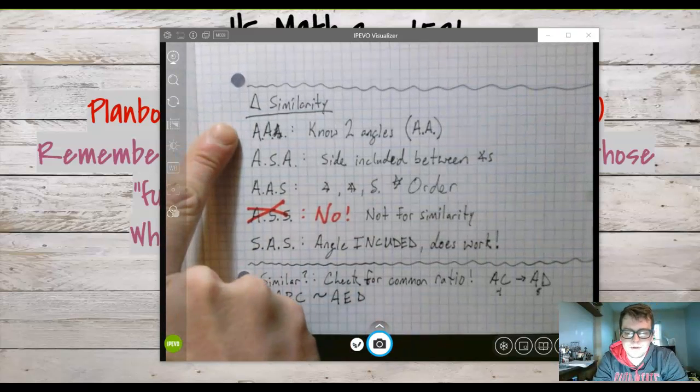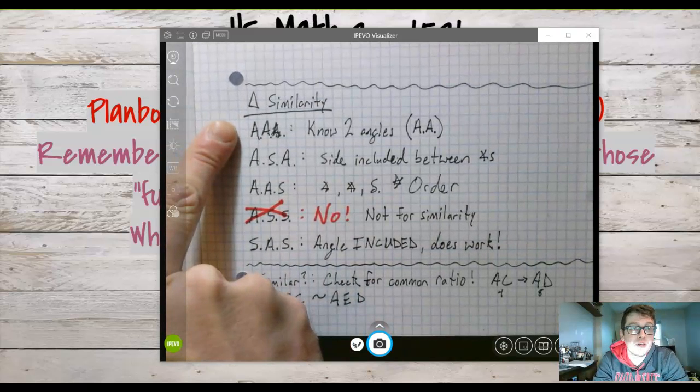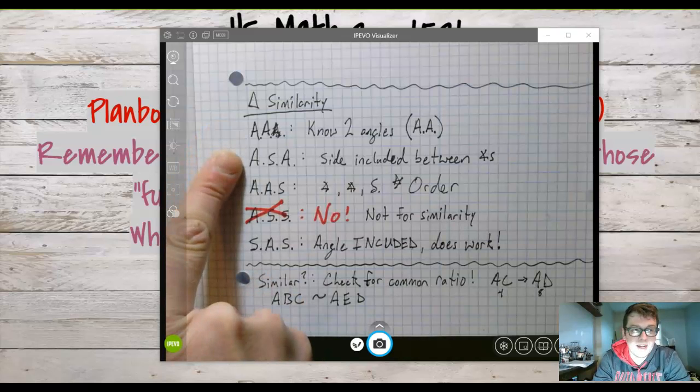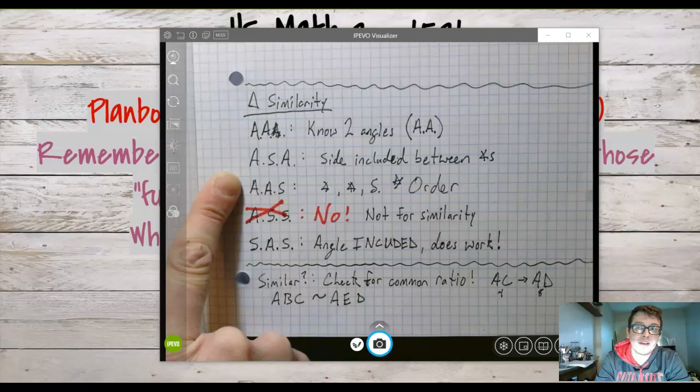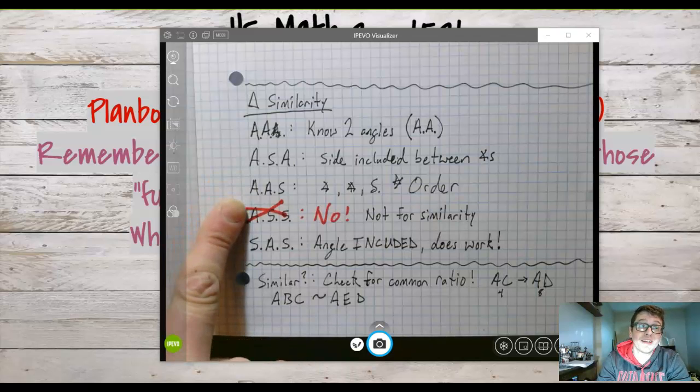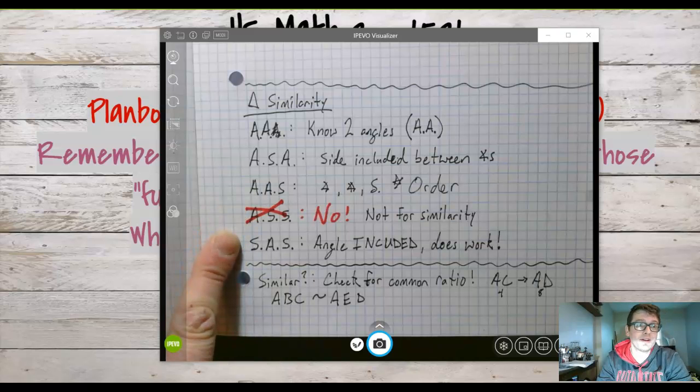Remember, we have angle-angle similarity, because if we know two angles, we really know all three. Angle-side-angle works as long as the side is included between the two corresponding angles. Angle-angle-side as long as we're in the right order. Angle-side-side does not work. Side-angle-side does work as long as the angle is included between those corresponding sides. Any questions?